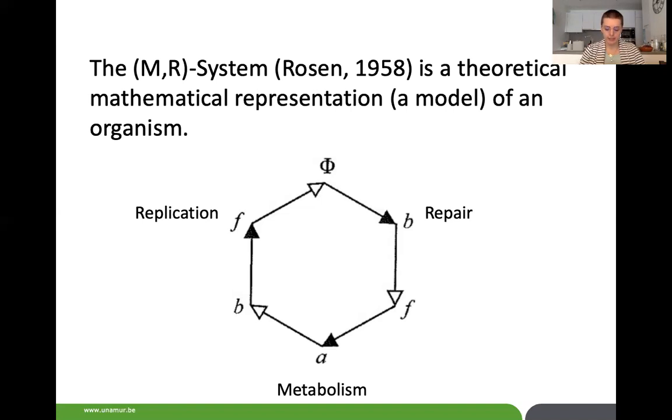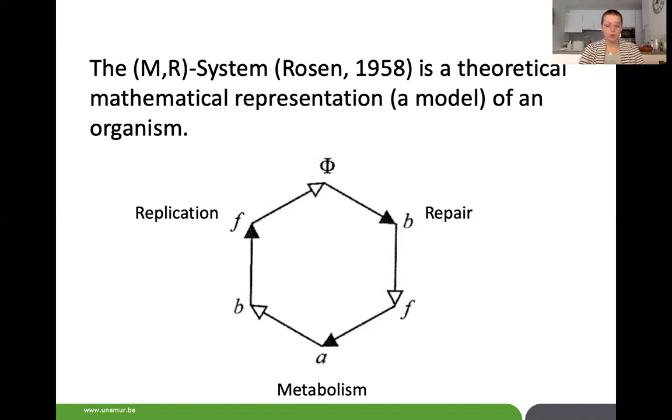Those functions might be represented in a model showing three processes, and those three processes cause each other in an efficient way. Here, the metabolism, FAB, is caused by repair, PBF, itself caused by replication, BFP, itself caused by the metabolism. A quick word about those functions.